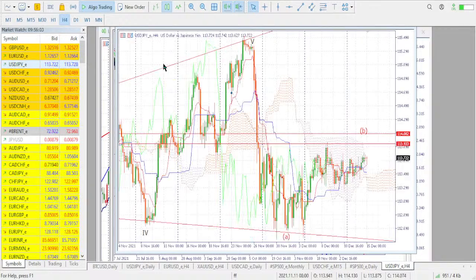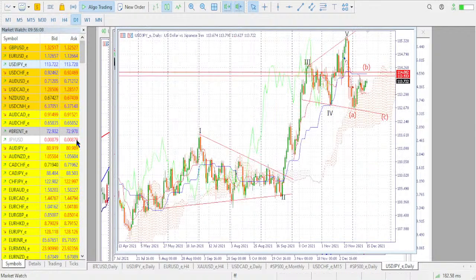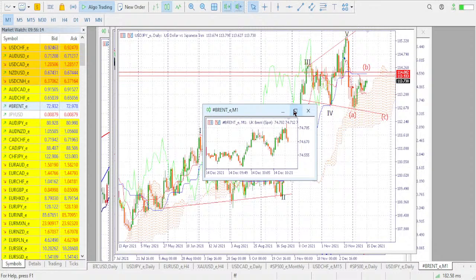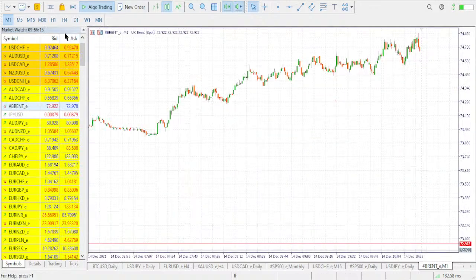Next symbol is the US dollar Japanese yen. On this chart, we've looked at this already, so there's no point in looking at it a second time. We'll look at the Brent oil. So if you look at this chart, this is a 1 minute chart, 15 minutes chart.